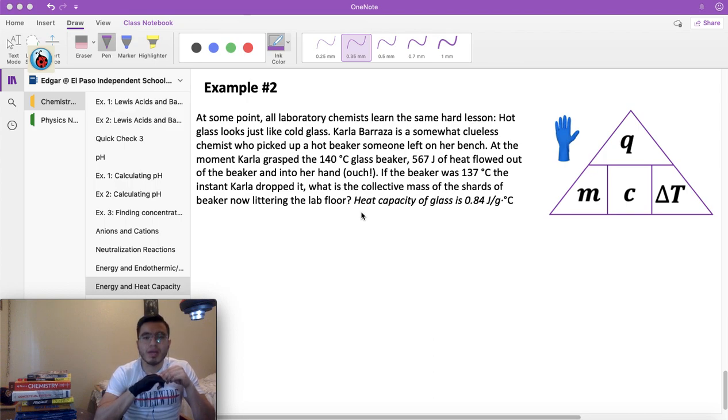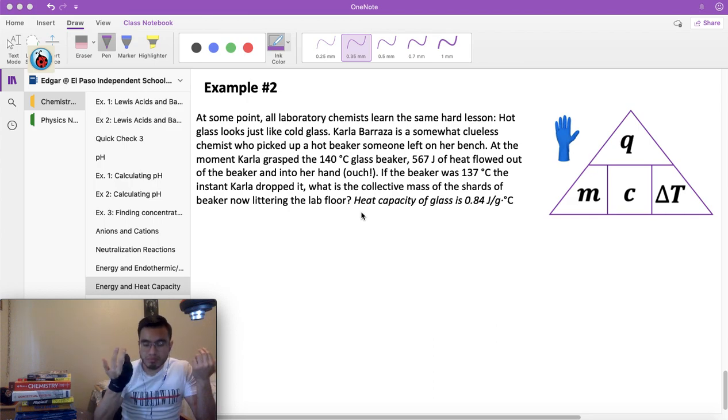Ouch. If the beaker was 137 degrees Celsius the instant Carla dropped it, what is the collective mass of the shards of beaker now littering the lab floor? Heat capacity of glass is 0.84 joules per gram times degrees Celsius.